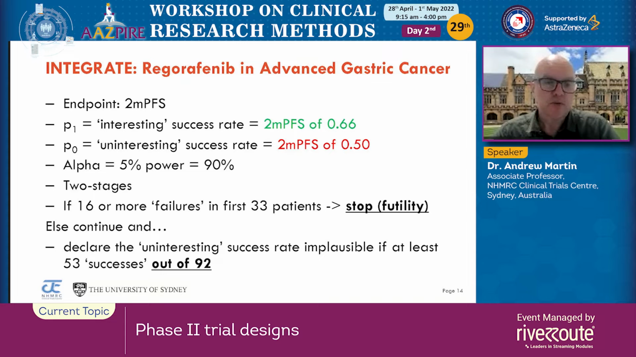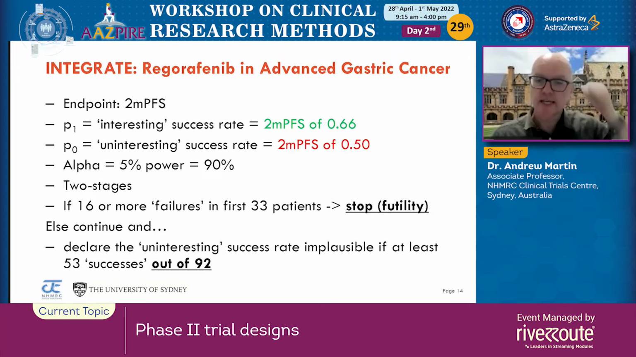However, if we don't, we continue. And if we end up seeing 53 successes out of a total of 92 patients, we will end up declaring the uninteresting success rate as being implausible. So that would then become a go decision for phase 3 evaluation.